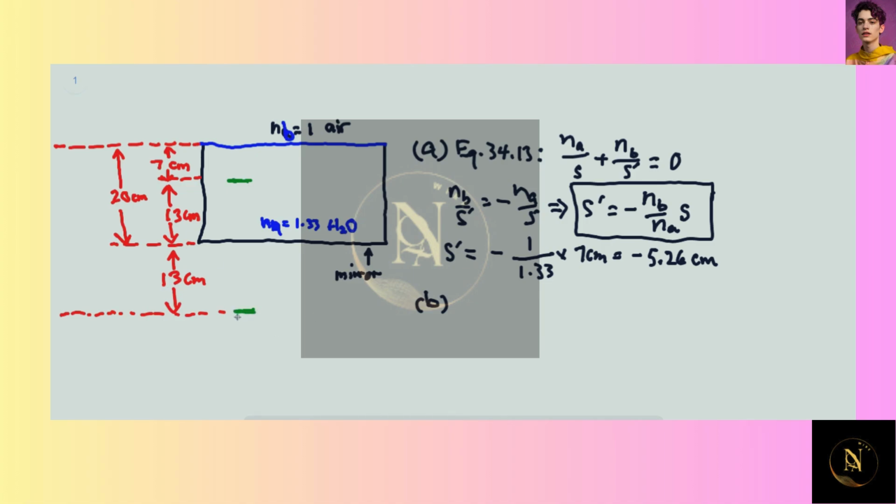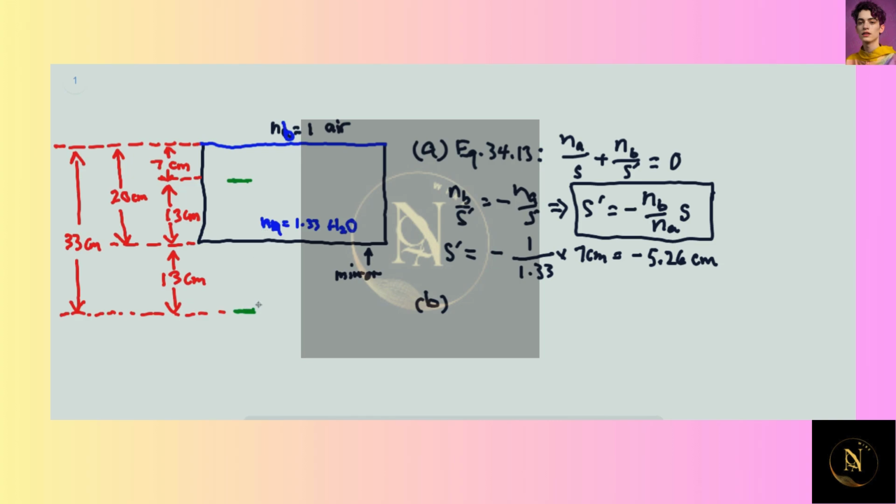And the total distance at which the fish would appear from the surface of the water is the depth of the tank plus the distance of the image from the bottom of the tank where the mirror is, right? So we just add 20 and 13, and that will give us the total, which we obtain as 33 centimeters. So the fish's image is 33 centimeters below the water line.